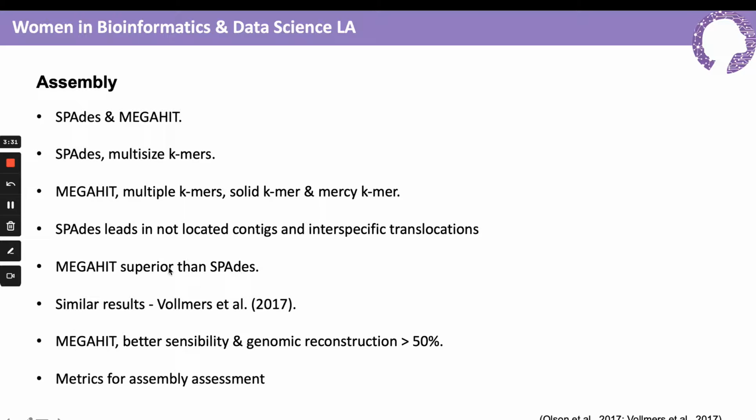However, the evaluation of the other metrics shows that Spades maintains high values, for instance, on the interspecific translocations. Therefore, it is inferred that MegaHit managed to overcome Spades. We also obtained that these results were also assessed by this study. Therefore, we conclude that MegaHit has better sensitivity, and it can lead to a genomic reconstruction of better than 50%.